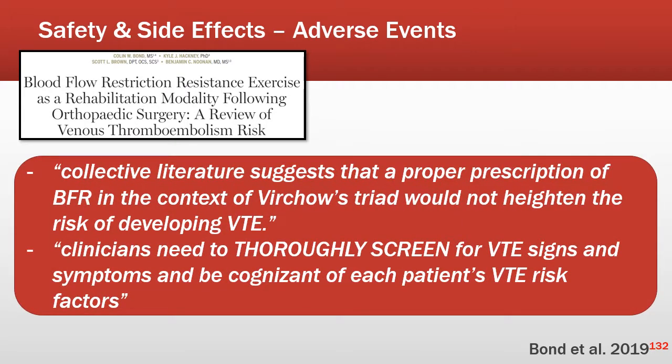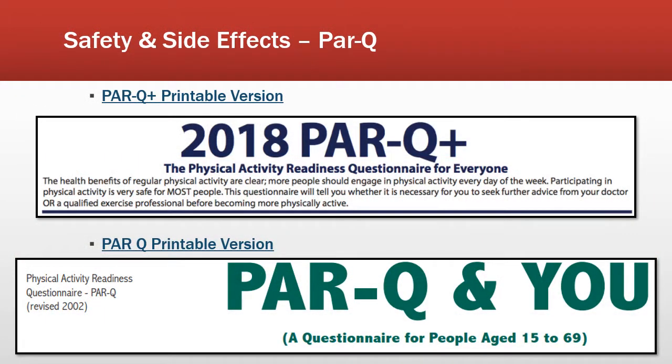Okay, collective literature suggests that a proper prescription of BFR in the context of Virchow's triad would not heighten the risk of developing a VTE or a venous thrombosis or embolism. All right, so this was one of the big concerns that Taylor had mentioned actually to myself in the pre-questionnaire. So clinicians need to thoroughly screen for VTE signs and symptoms and be cognizant of each patient's VTE risk and factors. Okay, so that being said, how do we go about properly screening these patients?